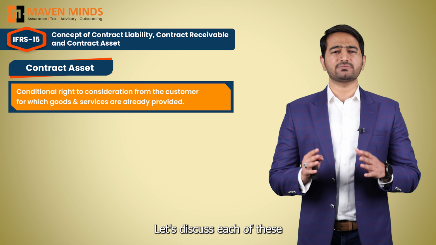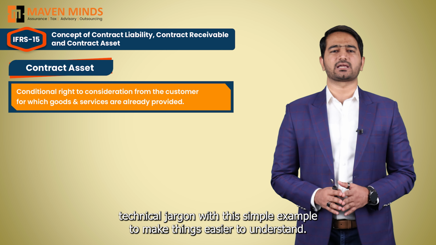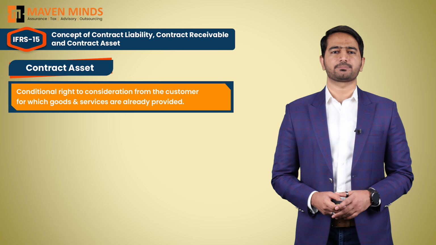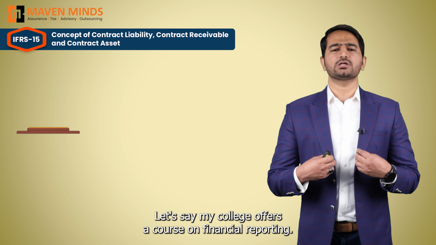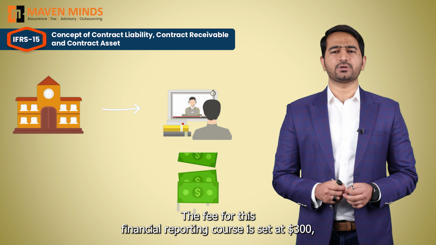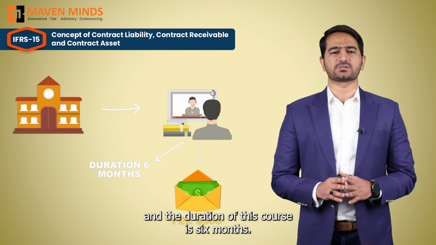Let's discuss each of these technical jargon with a simple example to make things easier to understand. Once we see this example, these 3 concepts will become much clearer. Let's say my college offers a course on financial reporting. The fee for this financial reporting course is set at $300 and the duration of this course is 6 months.